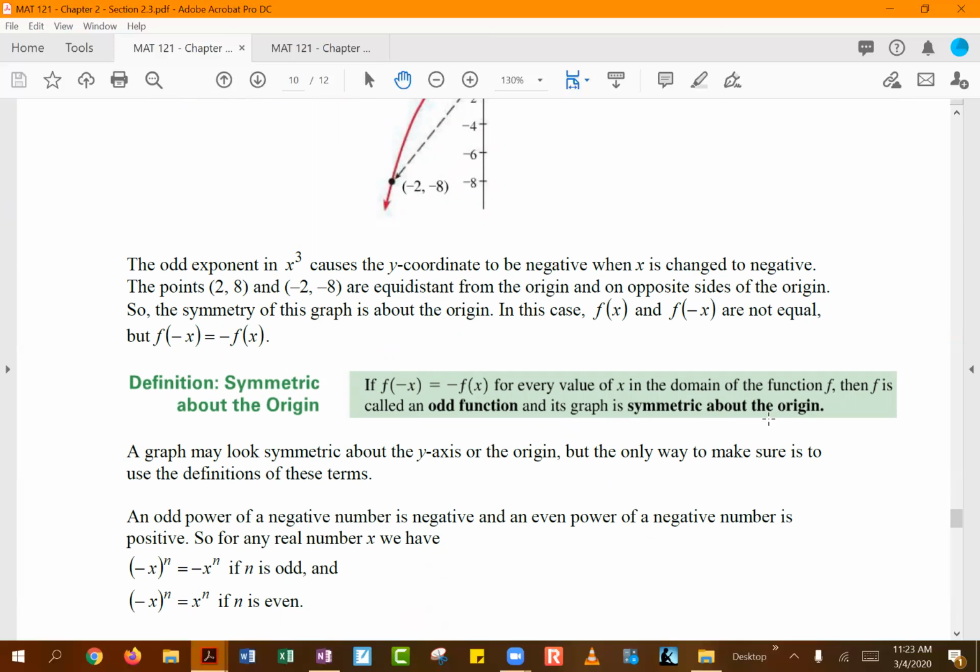So that's actually the idea behind looking for symmetry: putting in this negative x in your original function and then seeing, am I getting the original function? If I do, it's even. Y-axis is my symmetry. If it makes my original function a negative on the entire thing, then I have an odd function, which means I have symmetry about the origin.